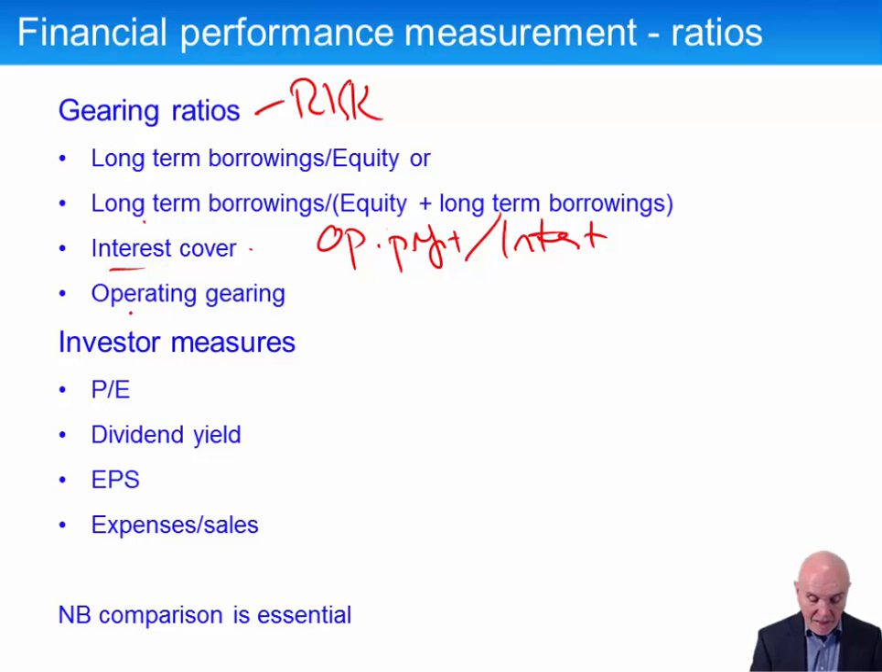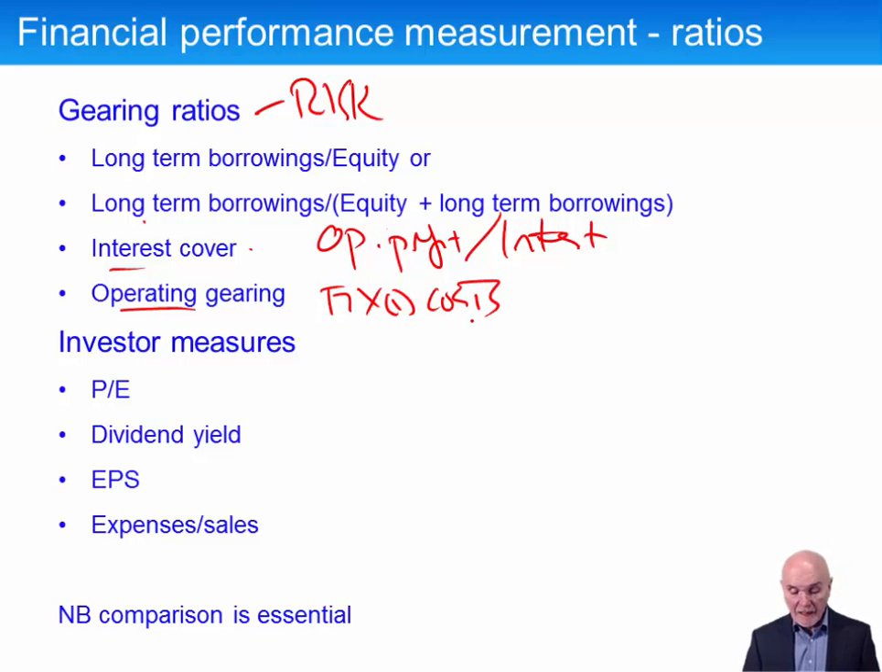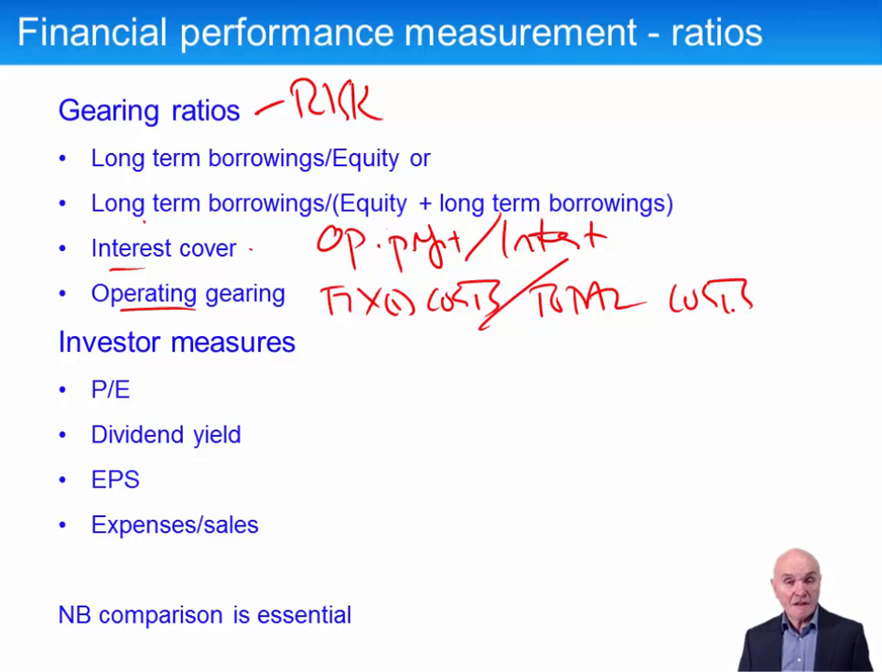But similarly, operating gearing looks at fixed costs. There are various ways of looking at it here. You can have fixed costs as a proportion of total costs, or sometimes you might see fixed costs over variable costs. But it is a measure of what proportion of your costs are going to be fixed.